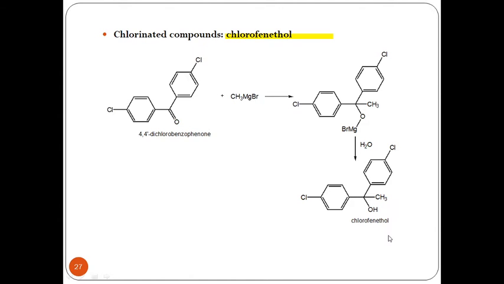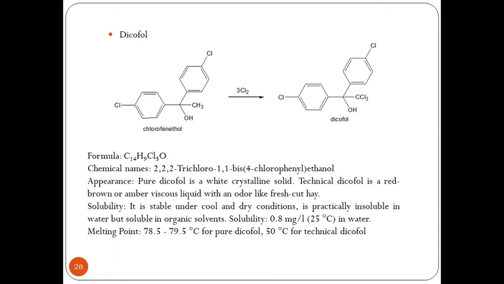Basically, we will be getting chlorophenthol. So 4,4-dichlorobenzophenone reacts with the Grignard reagent to give an intermediate, adding a methyl group across the carbonyl carbon. Further, upon hydrolysis, it is going to give me chlorophenthol. So that is one of the examples of chlorinated compounds in acaricides.